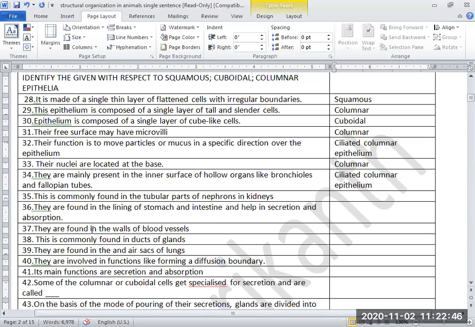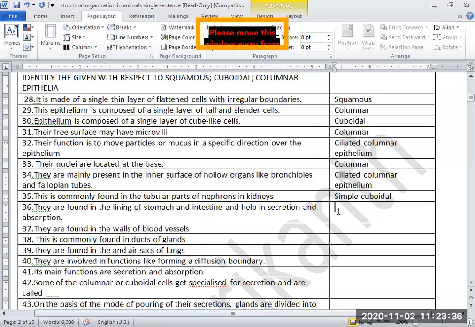Next, this is commonly found in the tubular part of nephrons in the kidney. That means proximal and distal convoluted tubule. Cuboidal. Simple cuboidal. Okay.